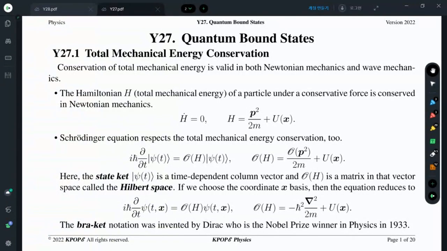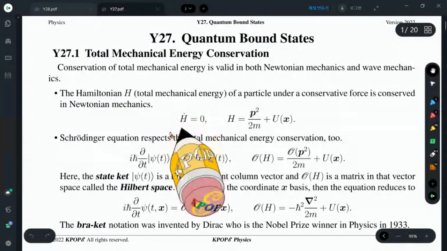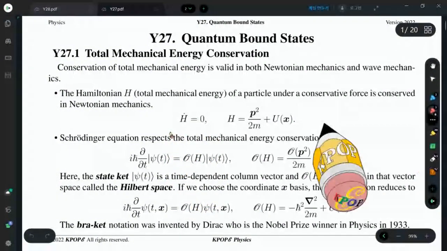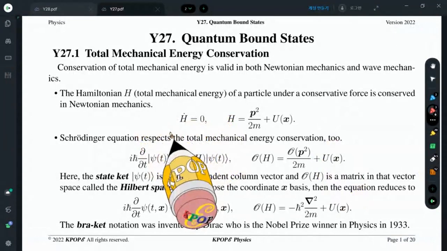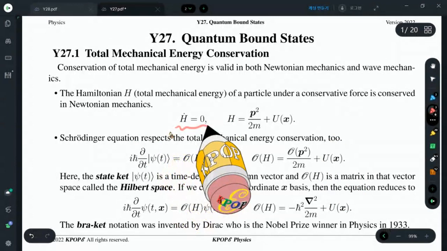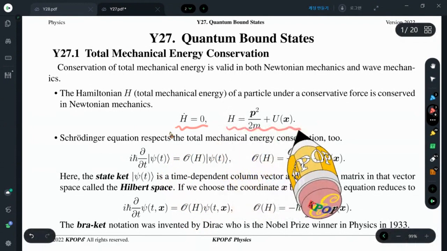Y27 quantum bound states. In quantum mechanics, it is just like Newtonian mechanics: the total mechanical energy of a conservative particle under conservative force is conserved. This energy conservation has been tracked experimentally. Therefore, we assume that the time derivative of the Hamiltonian, the total mechanical energy, is conserved. So it's a constant of motion. In addition, we copy the formula of total mechanical energy coming from Newtonian mechanics.